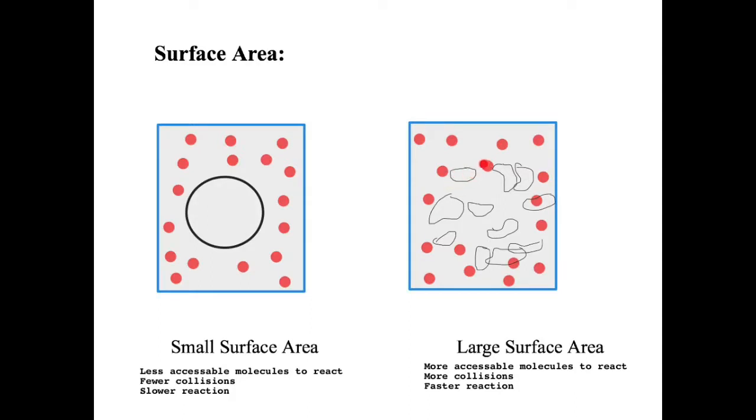And when you increase the surface area, more parts of the chemical, more of the molecules are exposed to the other reactant at the same time. So when you have a large surface area, there are more collisions per second, which means there's a faster reaction, simply because there are more exposed or accessible molecules to react.